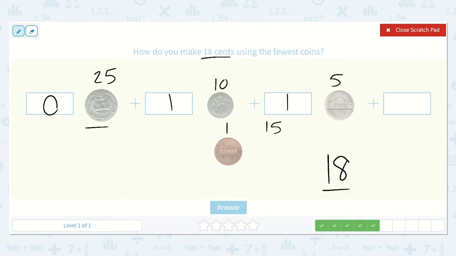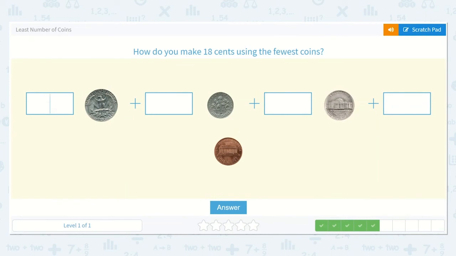So let's move on to pennies. Well, let's see how many pennies we need to add. If we're at 15, 16, 17, 18. We're at 18 cents. How many pennies did we add? 1, 2, 3. So it is 0 quarters, 1 dime, 1 nickel, and 3 pennies.